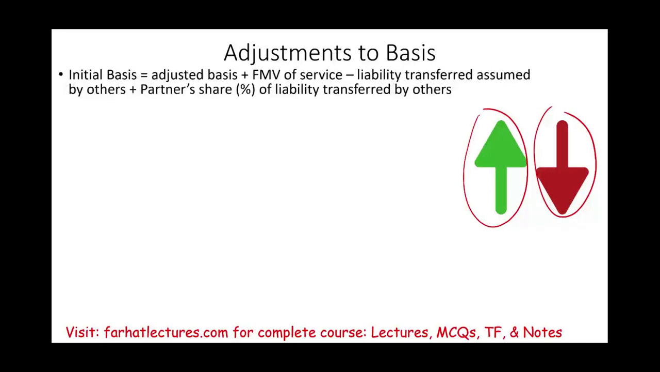Remember the formula we started with? It's the adjusted basis of property plus fair market value of services. Remember why? Because you paid your taxes on that. It was ordinary income, and in return you got capital interest, not profit interest. Then you deduct liability transferred, assumed by others. Then you add your partner's share of liability transferred by others. And we talked about this.